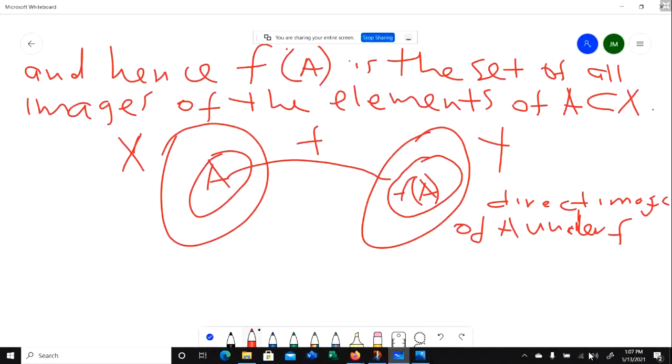Then we have what we call the inverse image. In a similar way, we can define the inverse image if we have a subset B in Y. Let me first describe the inverse image and then we can put it in form of a diagram. I hope you have drawn this representation of a direct image.